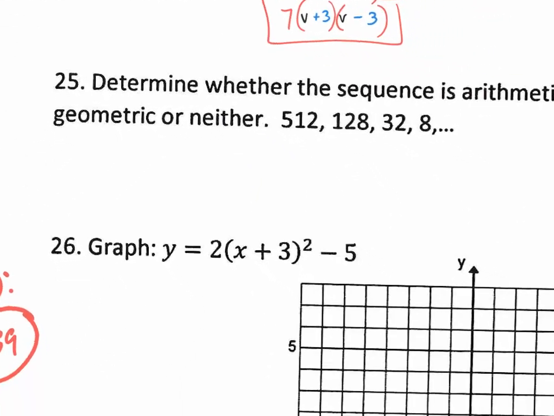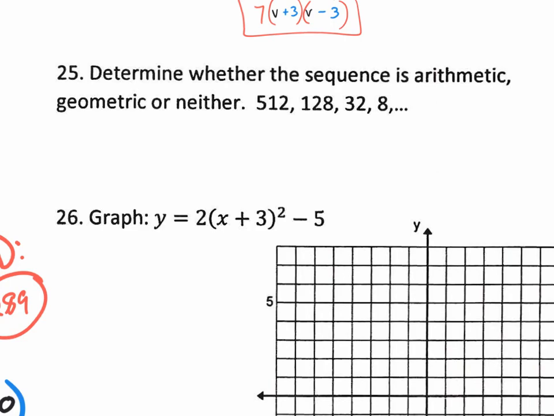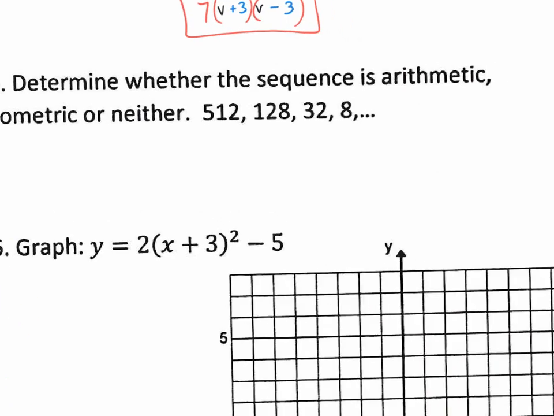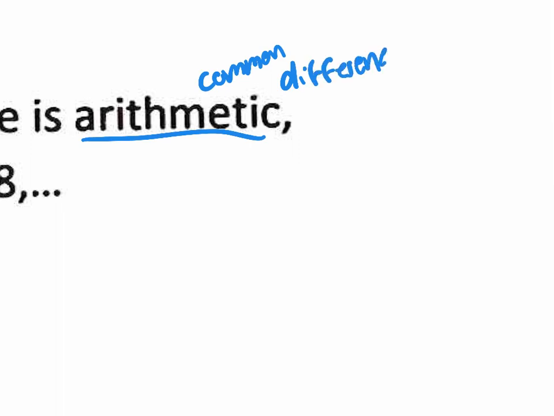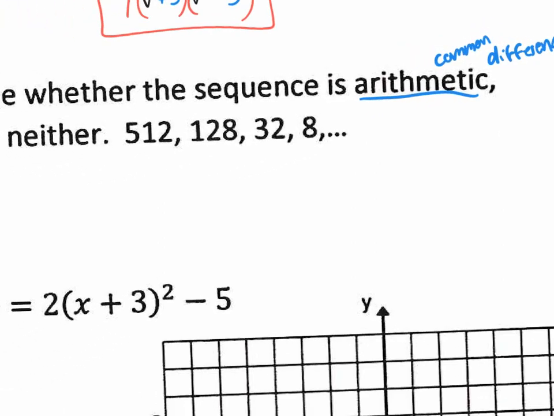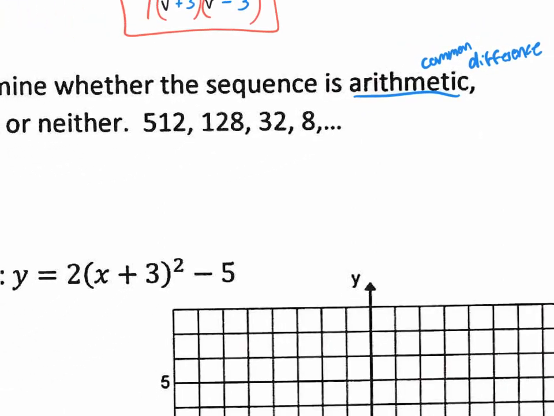Number 25, determine which sequence is arithmetic, geometric, or neither. Okay, well, we need to understand that arithmetic sequences, arithmetic, have a common difference. Okay, so what does that mean, common difference?